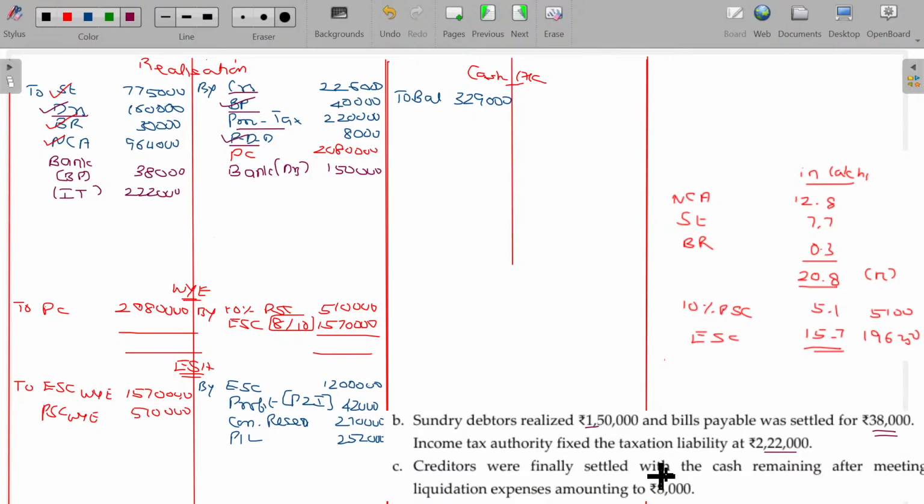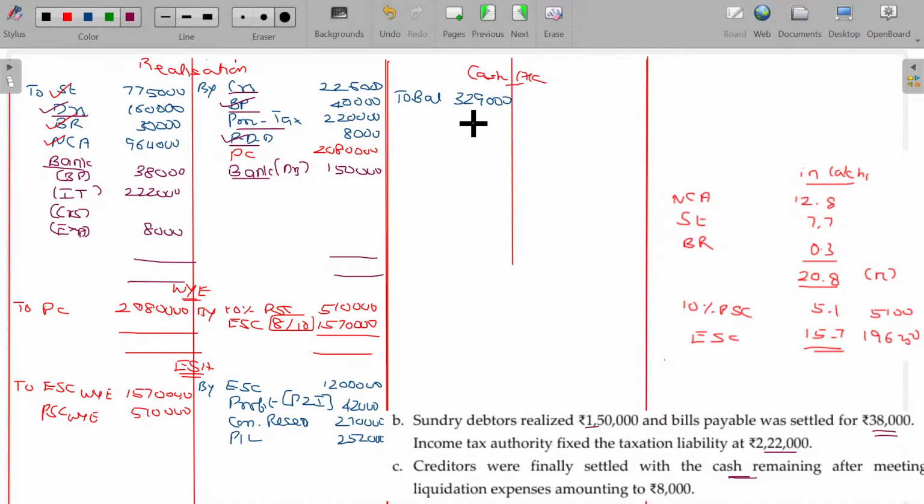And creditors were finally settled with the cash remaining after meeting the liquidation expenses. So we have to make the payment to the creditors also, and there are expenses for liquidation purposes. The liquidation expenses being 8,000. Now the question is how much we paid to the creditors. That is not stated. The cash balance finally available is used for settling the creditors. That's how the statement is given. We have to find out the cash balance. For that, we have to finish posting the bank-related entries.